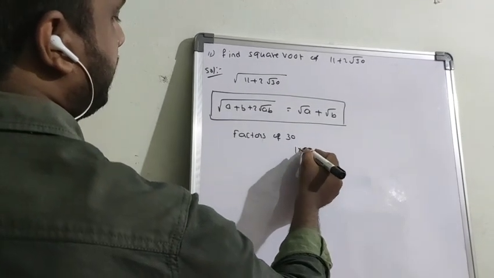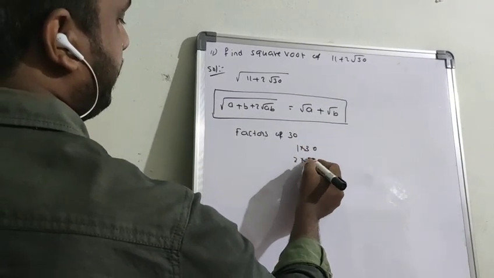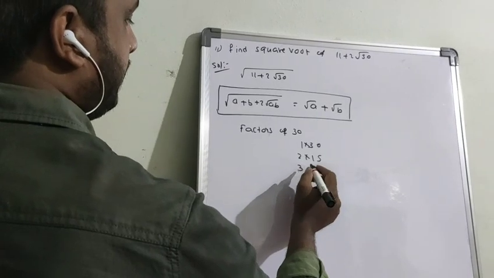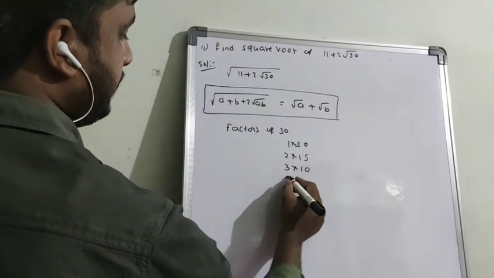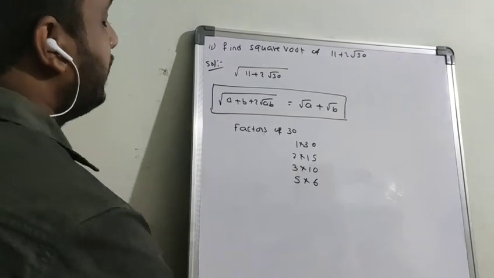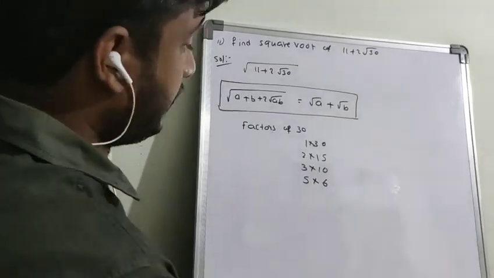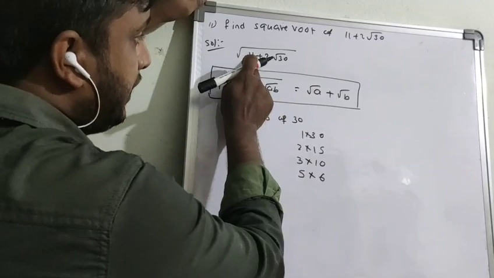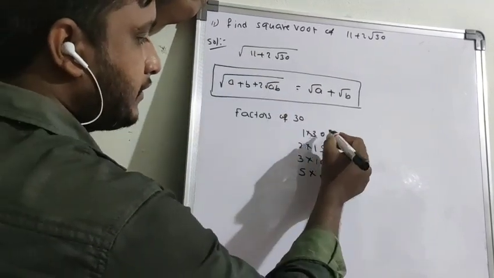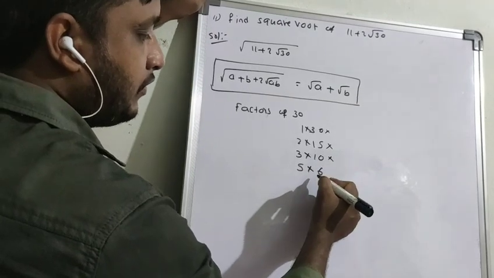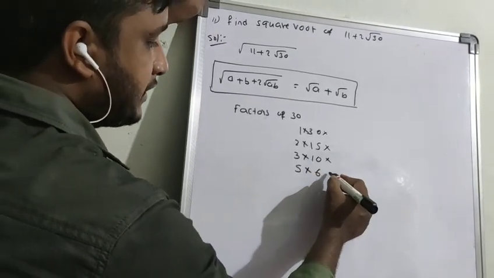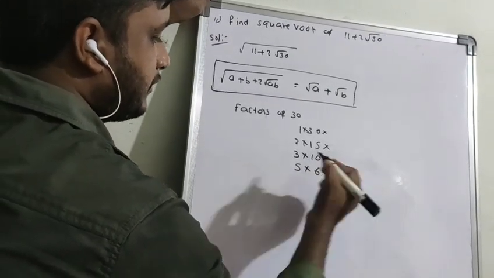So 1 into 30, 2 into 15, next 3 into 10, 4 not divisible, 5 into 6, and 6 into 5 will come. Simple. So the factors which if you add, you have to get 11. So which factors? 1 plus 30, no. 2 plus 15, no. 3 plus 10, no. 5 plus 6, yes. 5 plus 6, this is possible.